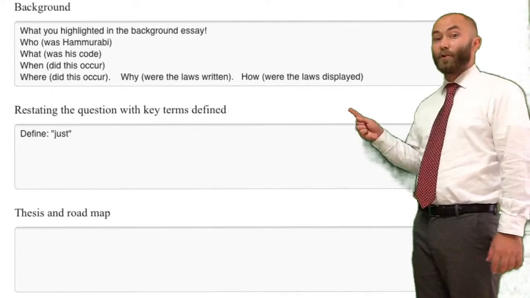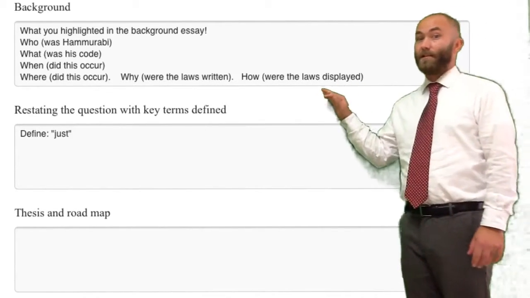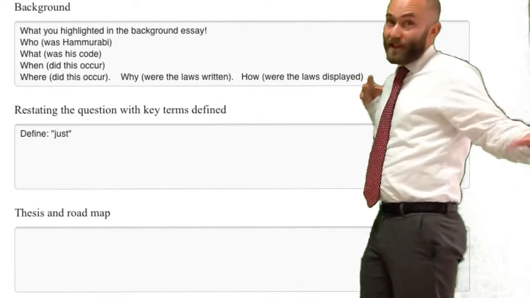Alright, after you've done your background, this part is defining key terms. We've already said who Hammurabi is.